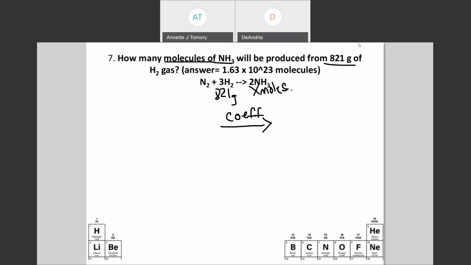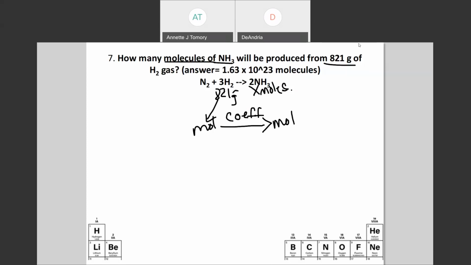Now, in order to use the coefficients, do you know what unit we have to get it into? Moles. So I'm going to put moles on one side and moles on the other, because the coefficient goes with moles. All right, so let's take a look at what they're giving us and what they're asking for. They gave us grams. Is that moles? No, so we have to get to moles. How do we go from grams to moles?